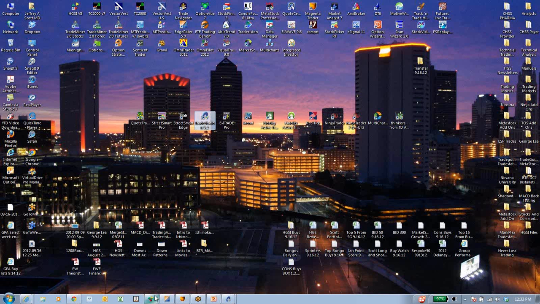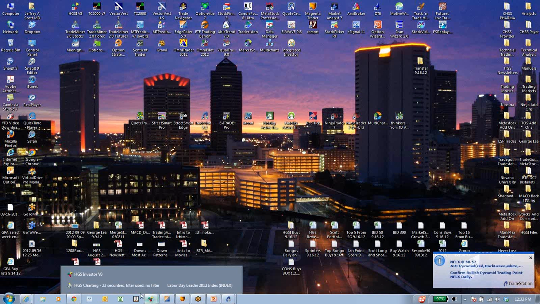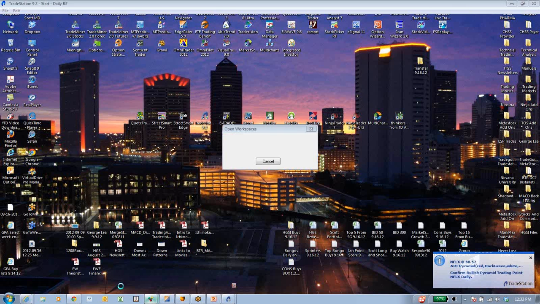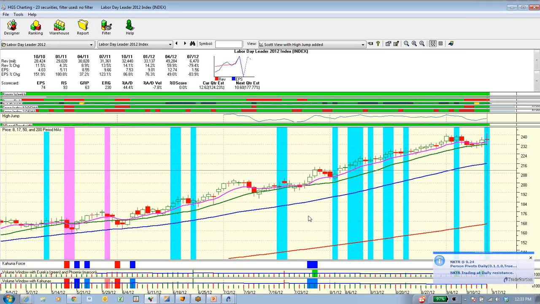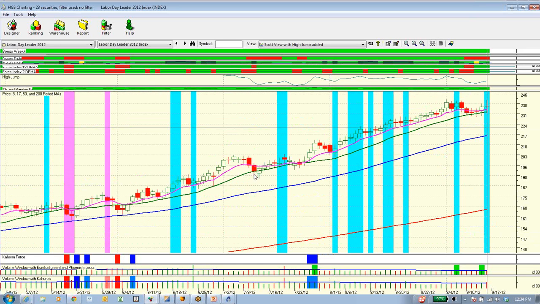All right, so a couple weeks ago, I put up something called a Labor Day Leaders Index. What I said was that this was a list of some of the best stocks in the market, leading stocks over the last several weeks, several months. I created an index at HGSI of those leaders. I mentioned at the time how this index had really not broken the green 17-day moving average in quite some time, and that in fact it was tracking above the purple 8-day exponential.